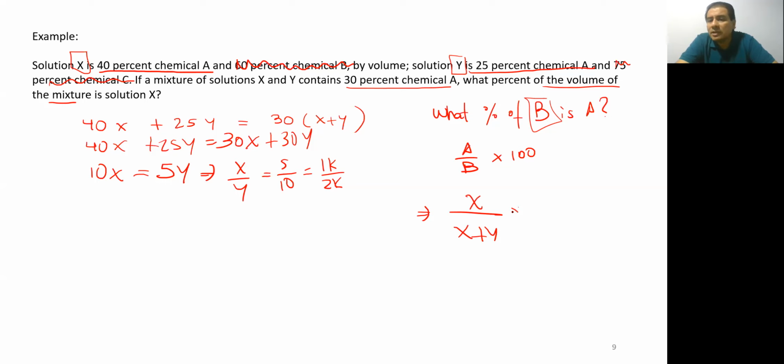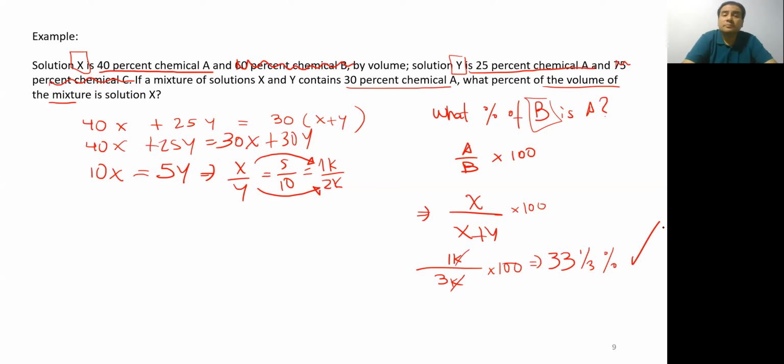So if we need to calculate this, we can use the equivalence for X and Y in terms of the common constant K. So X would be 1K, X plus Y would be 1K plus 2K, 3K, times 100, the K's go away, and you have 100 thirds, that is 33 1/3%, and that would be the answer.